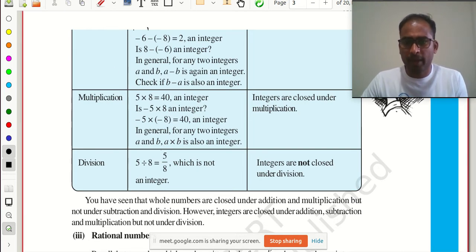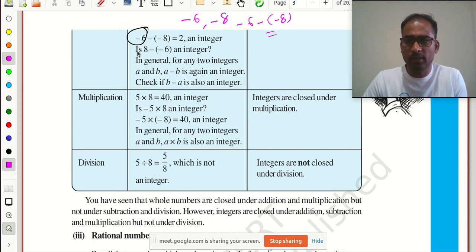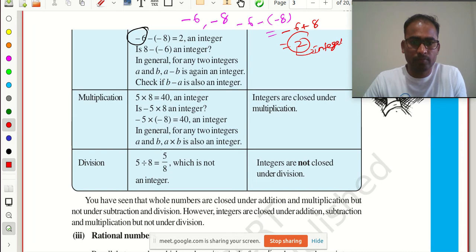So here minus 6 is one integer and minus 8 is another integer. If I subtract these two integers, minus 6 minus of minus 8, what will I get here? Minus 6 plus 8, since minus into minus is plus. Minus 6 plus 8 is how much? 2. Okay, 2 is also an integer only. So we can say subtraction for integers is closed only.